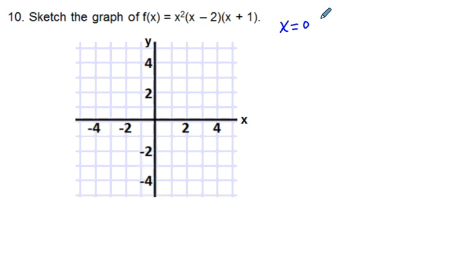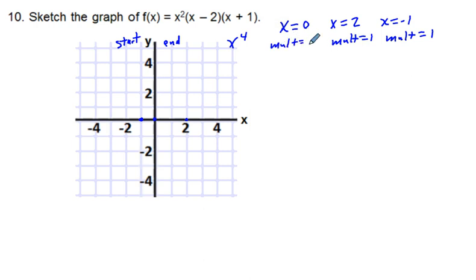So we have x equal to 0, x equal to 2, and x equal to negative 1. If we mark each zero, 0, 2, and negative 1, we should realize we have x squared times x times x, so we're going to have x to the 4th power. Like the last problem, we're going to start high and end high. We'll go to our first zero at negative 1, which has a multiplicity of 1, and the zero at 2 also has multiplicity 1. At x equals 0, we have a multiplicity of 2.